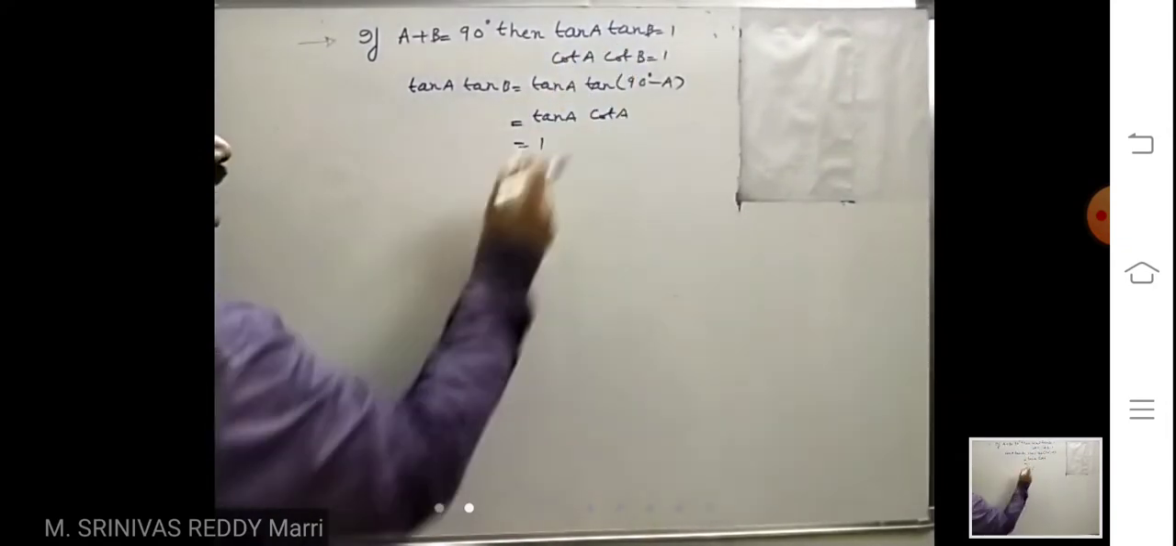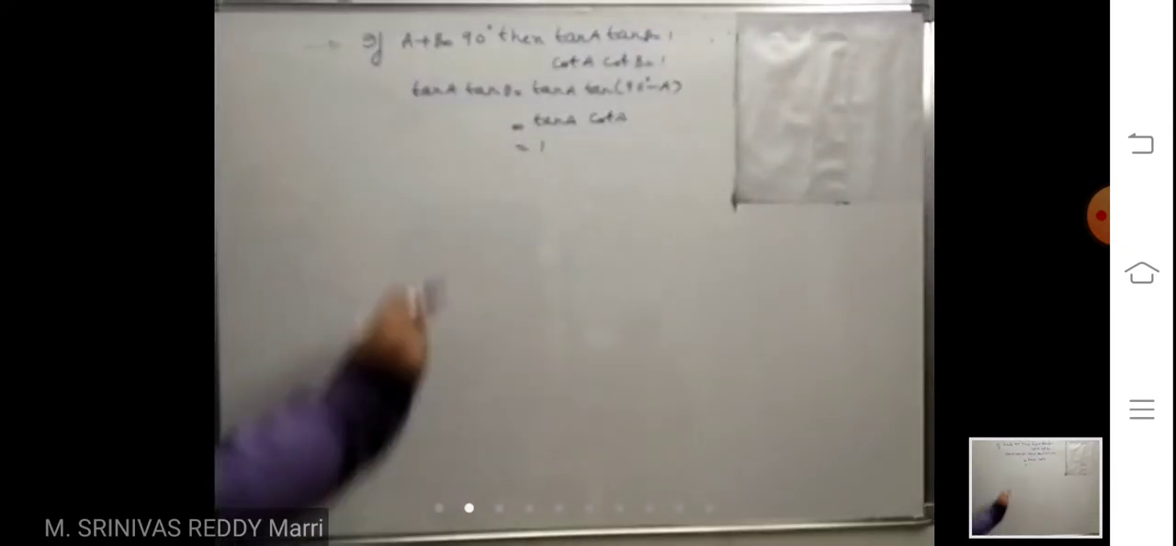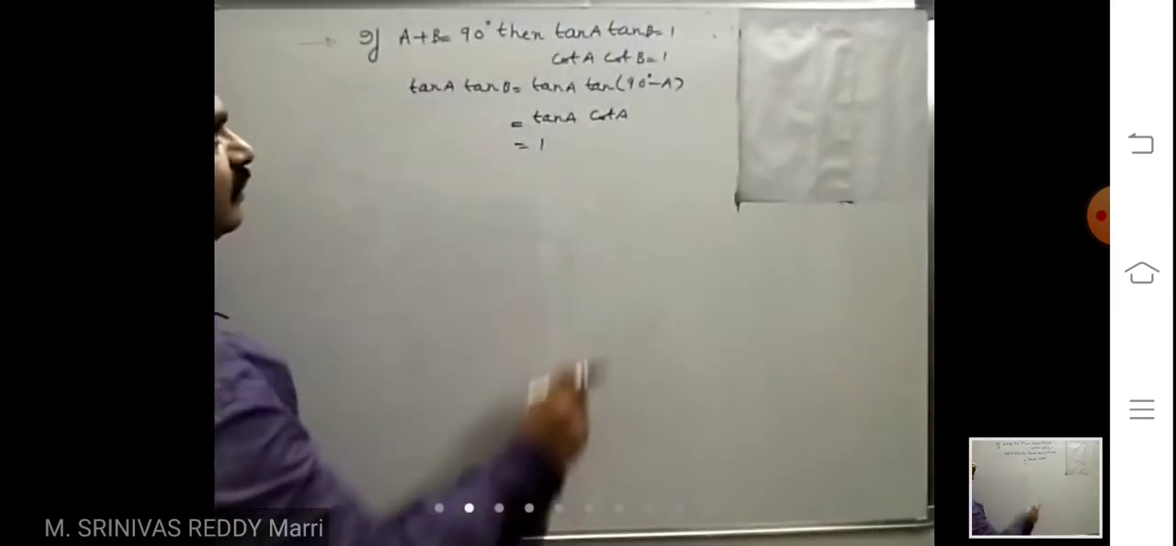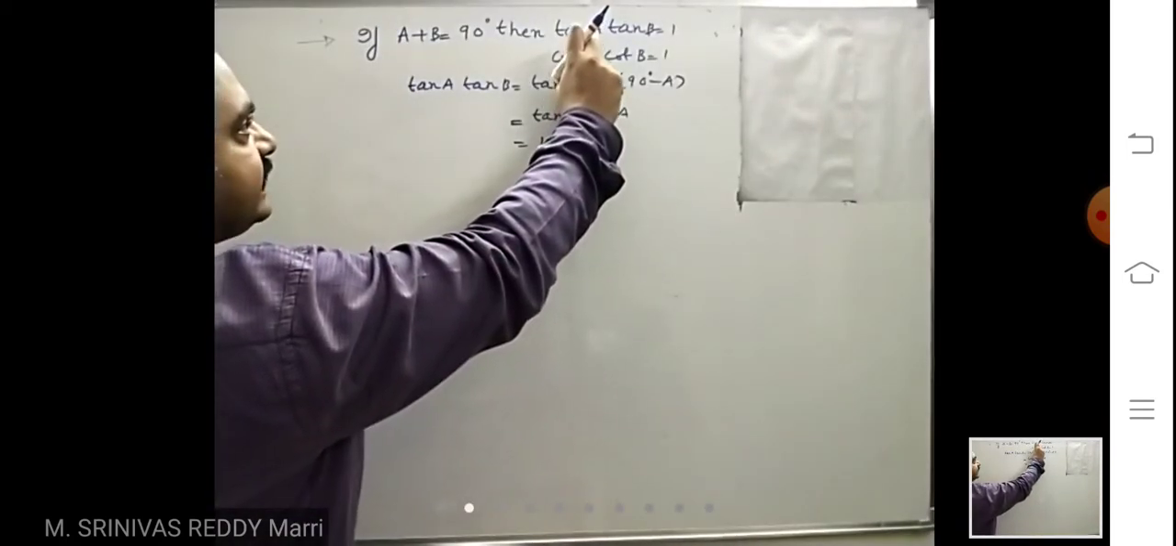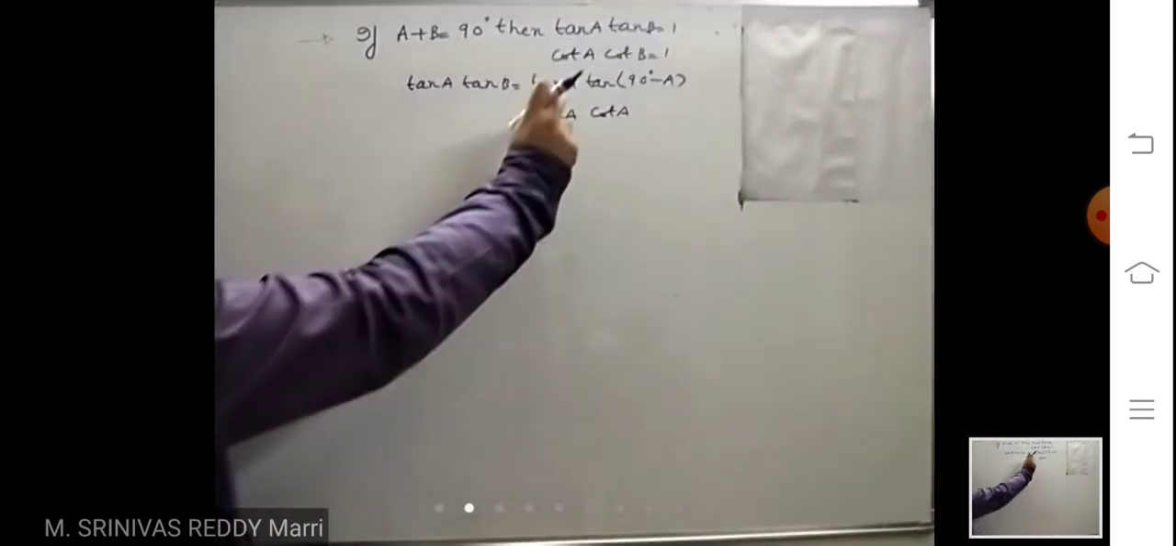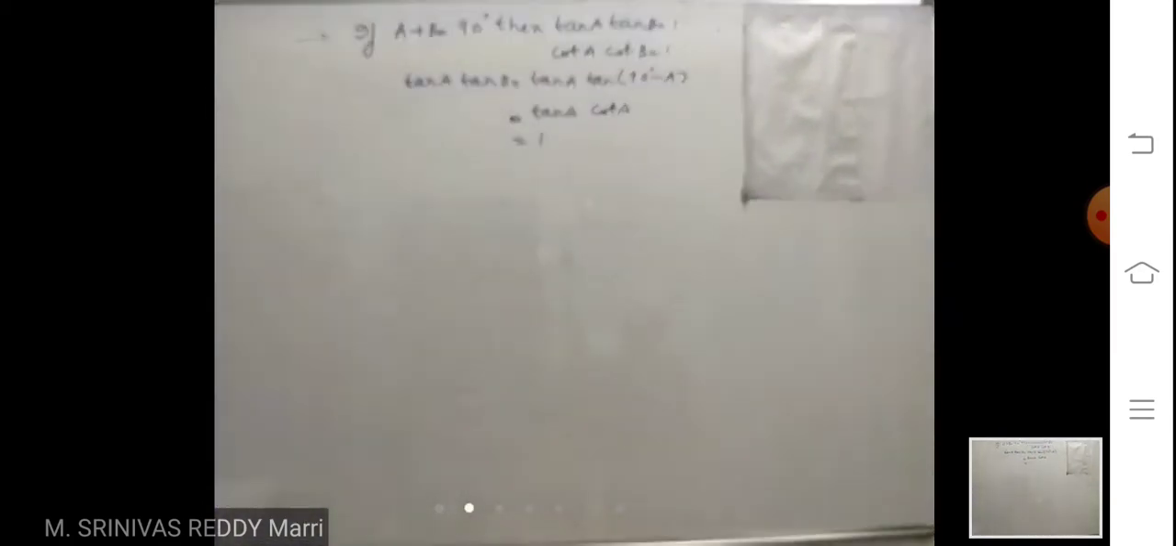Similarly, cot A into cot B equals 1. If they are complementary angles, then tan A into tan B equals 1. That means if the sum of the angles is 90 degrees, then the product is 1. Similarly for cot A into cot B. Suppose we take an example.